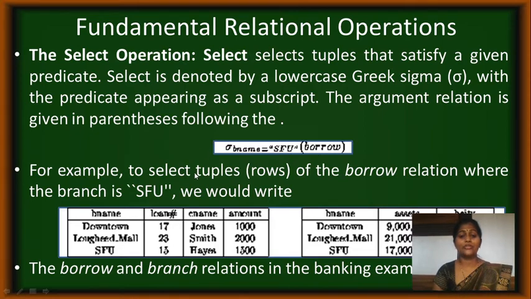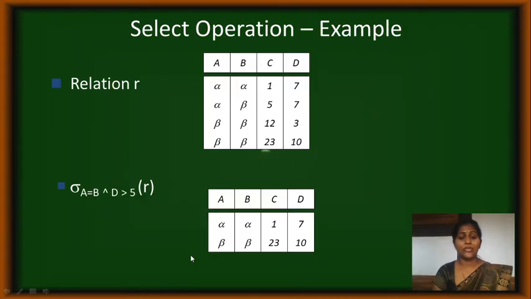For example, to select the tuples of the borrow relation where the branch is SFU. Here bname is nothing but the branch name. This is how we have written it, and this is the table we have, the borrow table. From that I am retrieving wherever the branch is SFU, bname is SFU. So here is one more example.